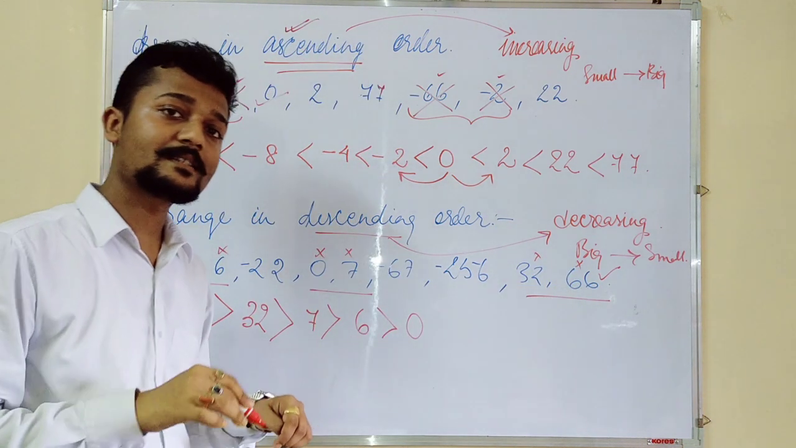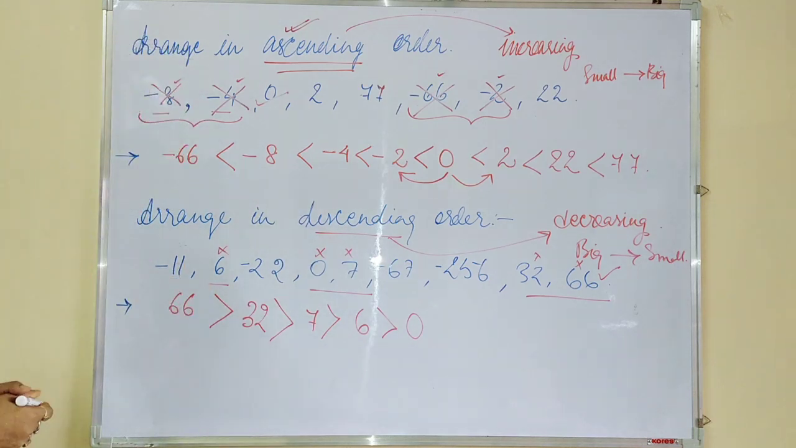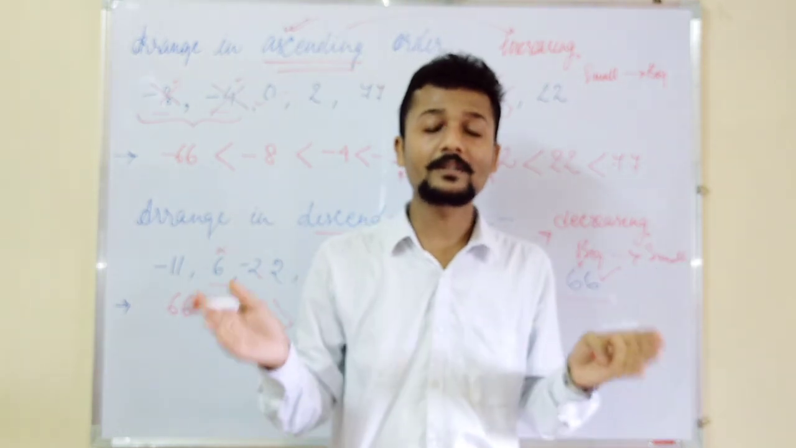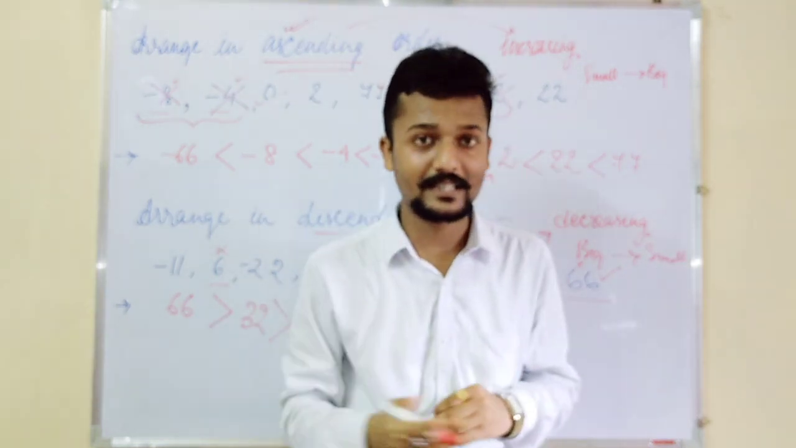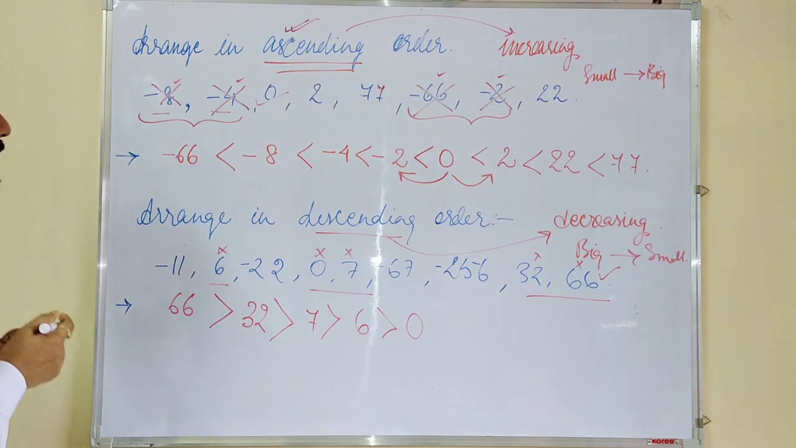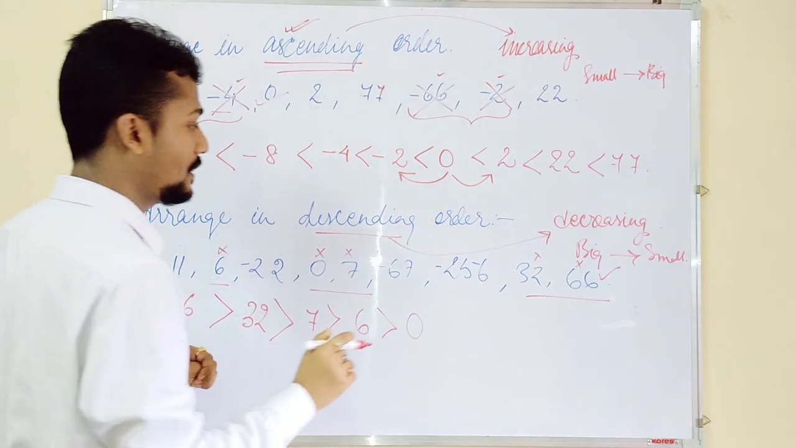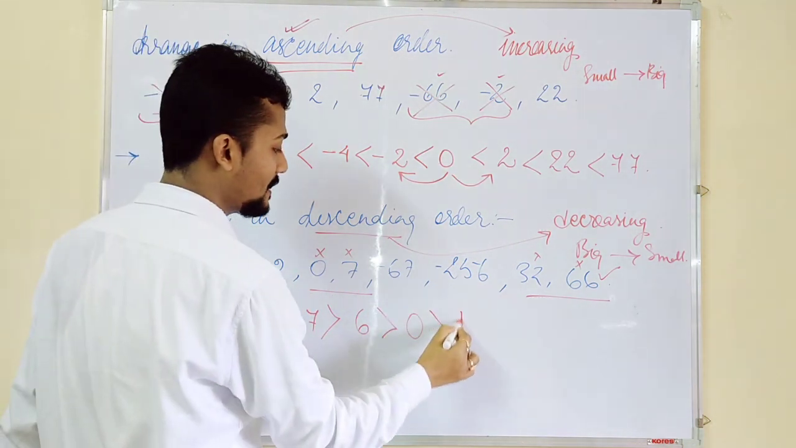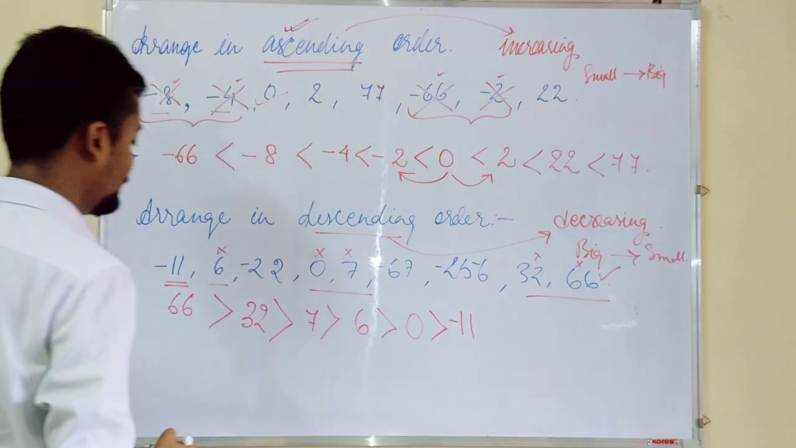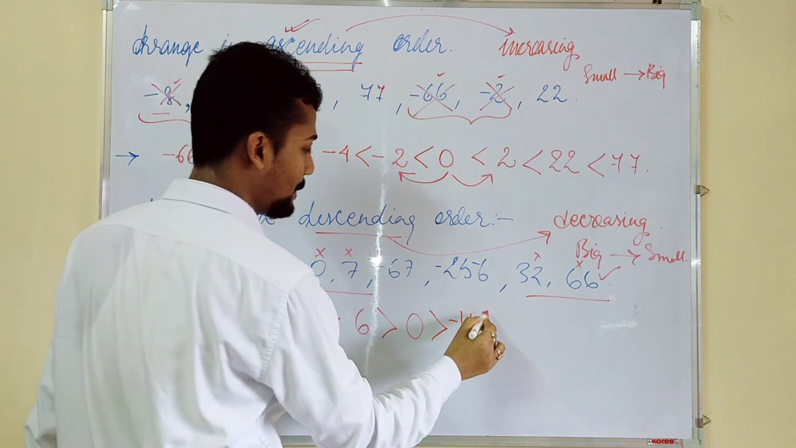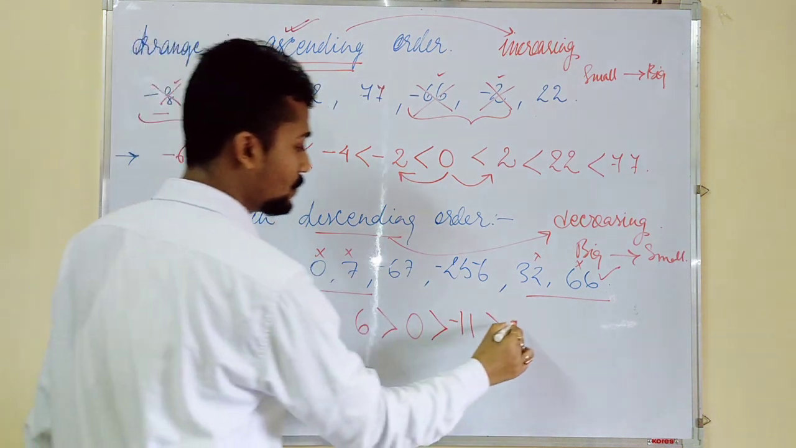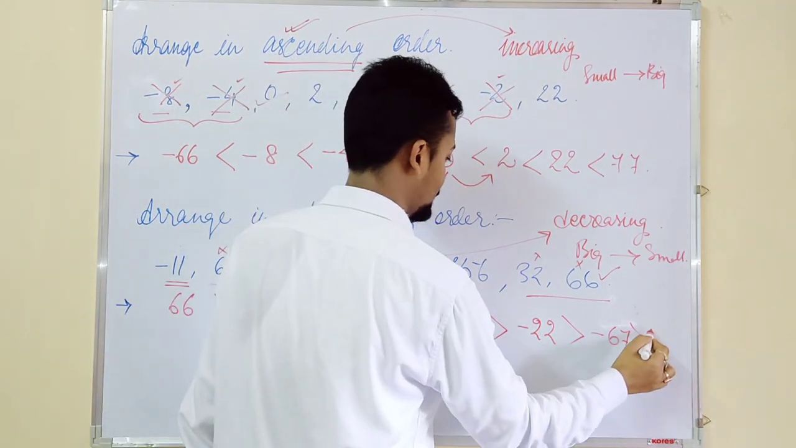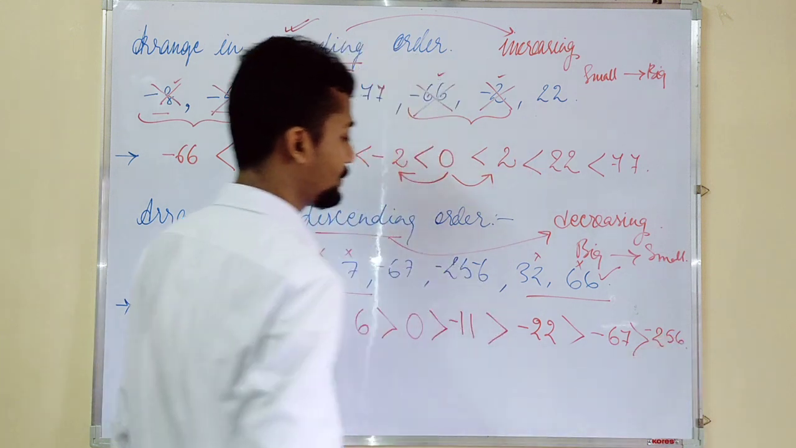Next come the negative integers. In negative integers, as I have discussed before with 100 and 1000, the greater the number, the smaller it is, or the smaller the number, the greater it is, isn't it? So here, which one is the smallest among the negatives? I hope it is minus 11. If minus 11 is smallest, then it becomes greater among the negatives. So minus 11 first, then it is greater than minus 22, greater than minus 67, greater than minus 256. Is it not?